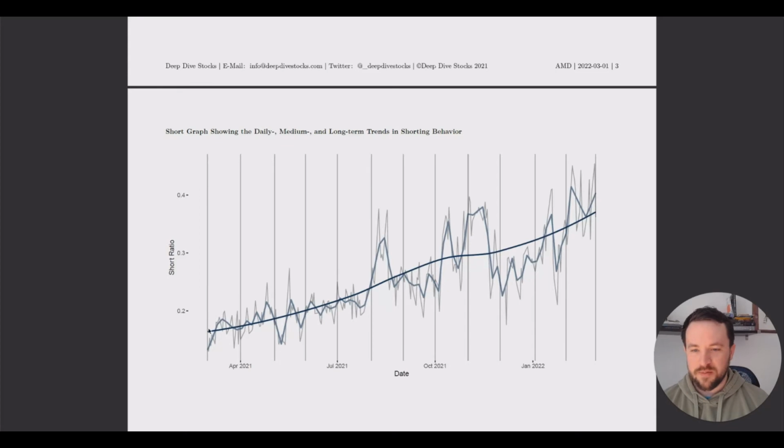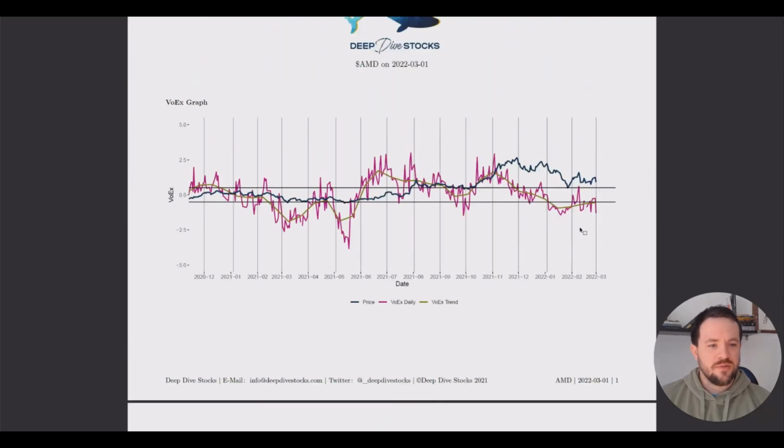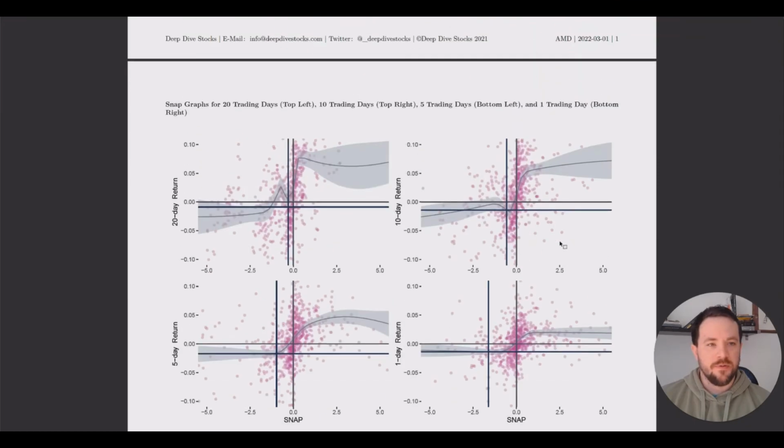If we move to the shorting, AMD for some reason has just had this persistently escalating shorting behavior. So this short ratio is just the ratio of shorting to the traded volume in the lit exchange. It doesn't include dark exchange transactions. And we see since at least April 2021, just a steady increase in shorting on AMD, which is pretty interesting. So if we go back up to the price, did I say April? December.